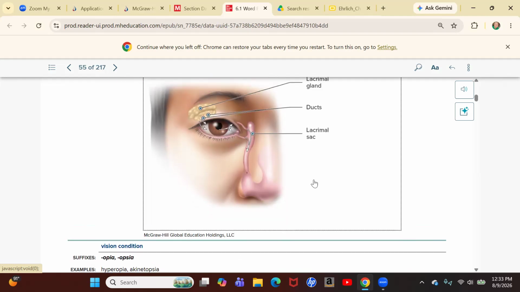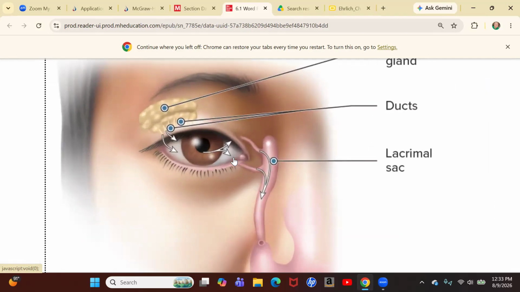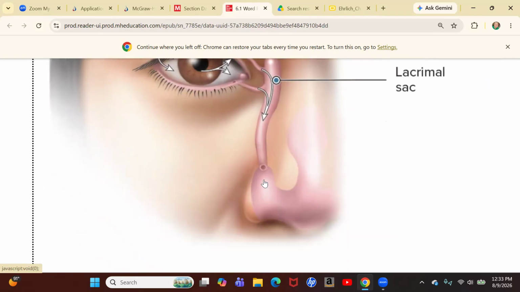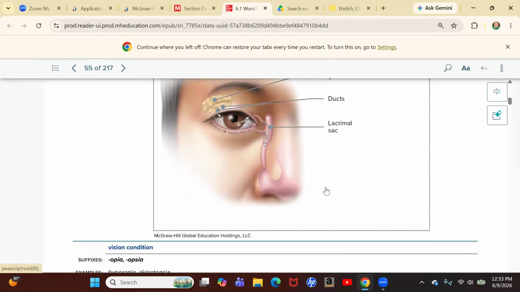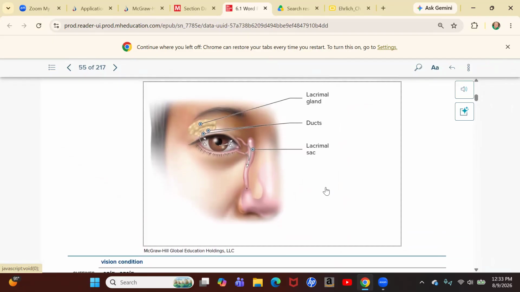This is the anatomy here of the tear ducts. You have the lacrimal gland here with an upper duct and a lower duct that you can actually see. The upper duct and lower duct feed into this lacrimal sac that then drains into the nasal cavity. So that's why you get a runny nose when you cry.